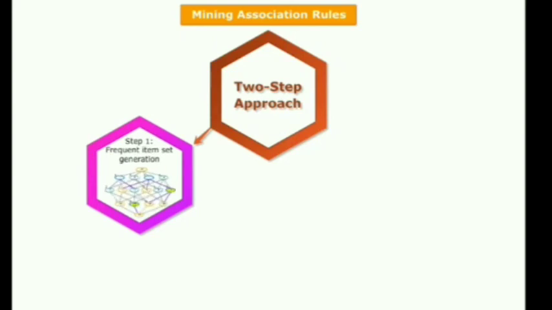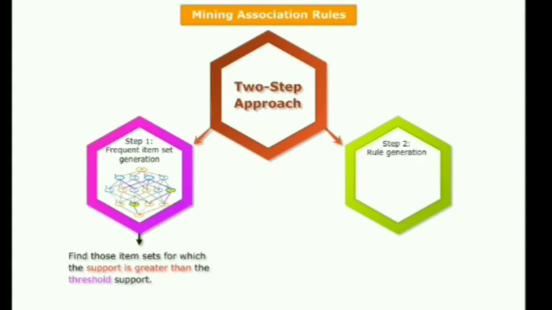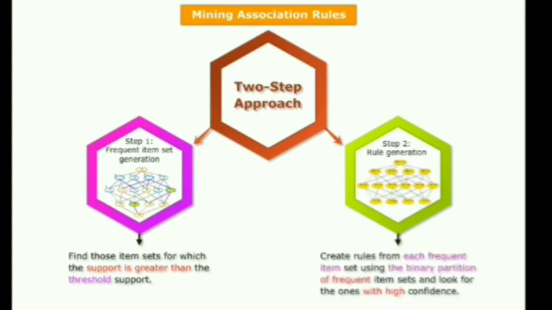Frequent item set generation. Find those item sets for which the support is greater than the threshold support following the process you have already seen. Step 2. Rule generation. Create rules from each frequent item set using the binary partition of frequent item sets and look for the ones with high confidence. These rules are called candidate rules.